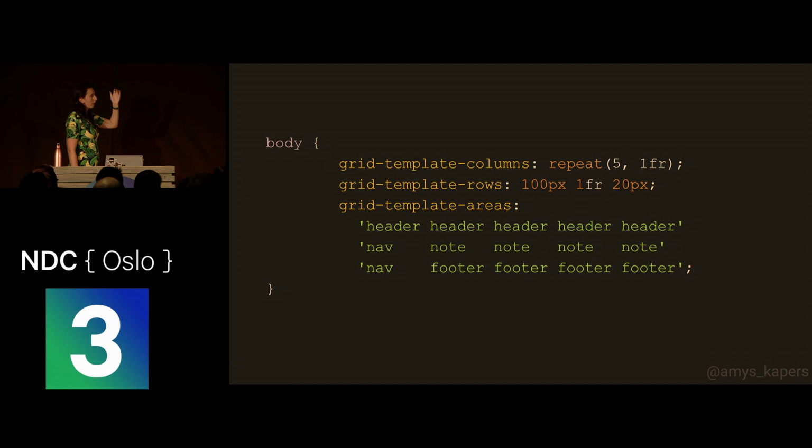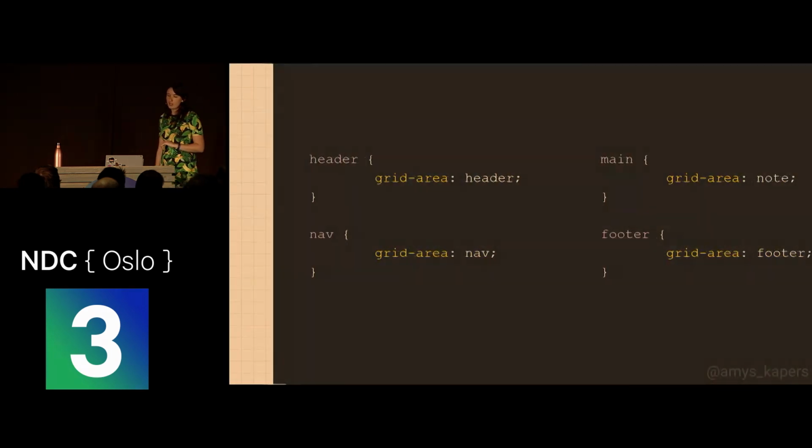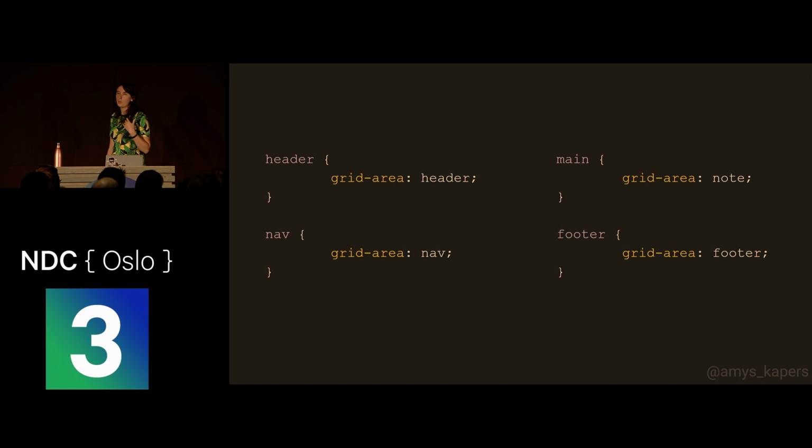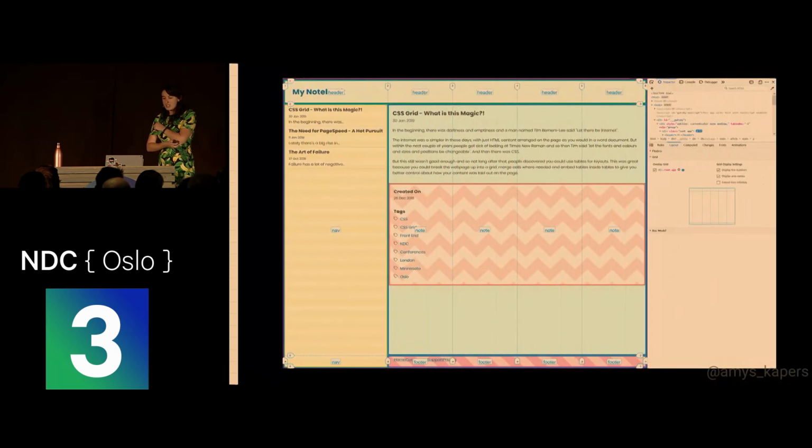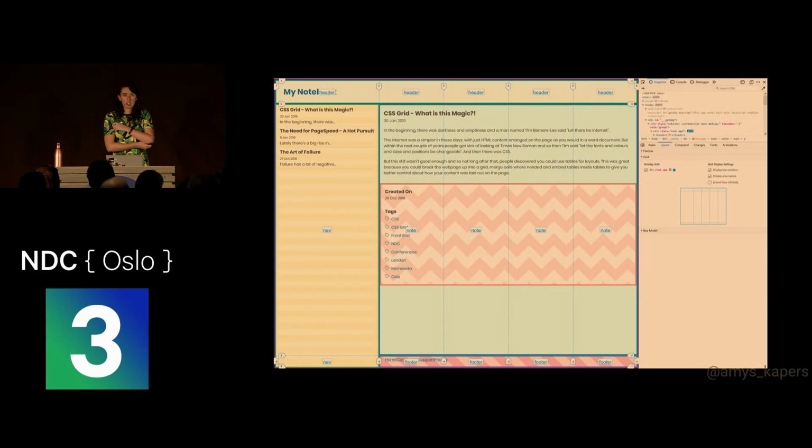So here we want the header to be the full top row, we want the nav to take the first column of the second and third row, note should take up the rest of the second row, and footer should take up the rest of the third row. We then assign a grid area to each of our elements. For example, header is grid area header, main is grid area note, nav is grid area nav. Naming's really, really hard. And footer is grid area footer. What this does is looks exactly like we had it before.